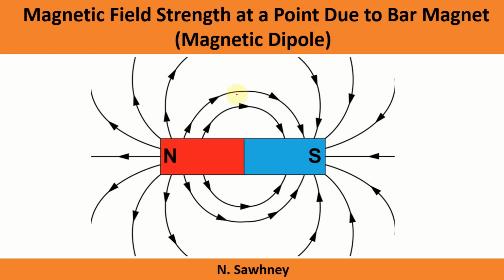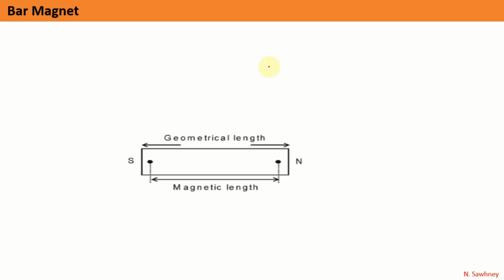Hello students, in this video I will explain magnetic field strength at a point due to a bar magnet or a magnetic dipole. Here the point can be either on the axis or on the equatorial line of the bar magnet. Let us start with the bar magnet.